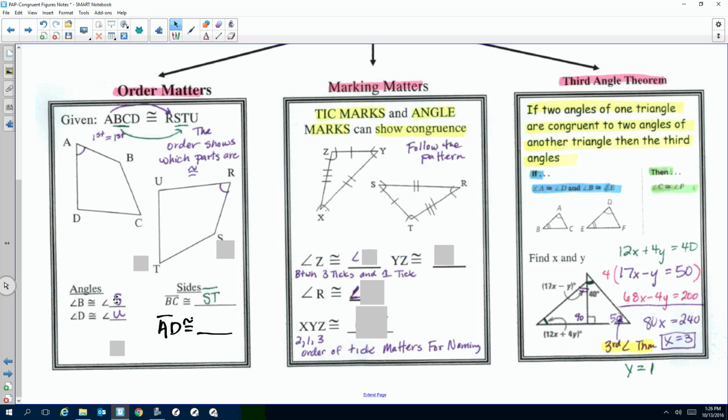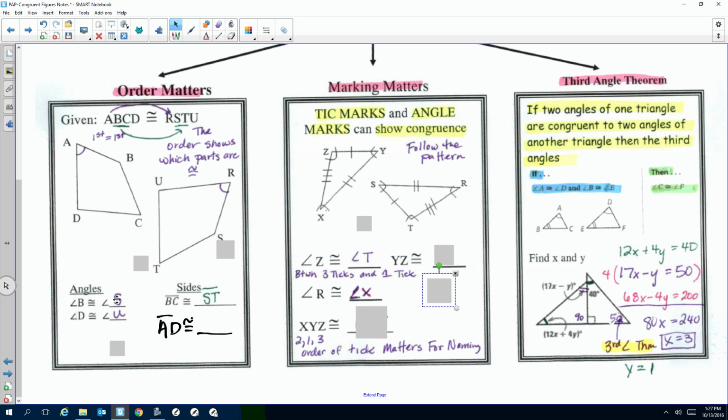If I'm looking at Z, angle Z is between the side that has three tick marks and one tick mark. So that same pattern has to follow for its congruent triangle. So angle Z is going to be congruent if I have 3 to 1. What would that be? Yeah, angle T. Okay? Angle T. If I'm looking at angle R, R is over here. It is between 2 tick marks and 3 tick marks. Angle R is congruent to X. Hopefully you have picked X.